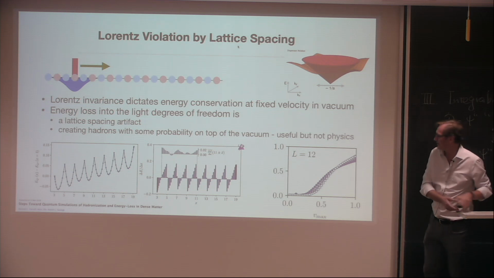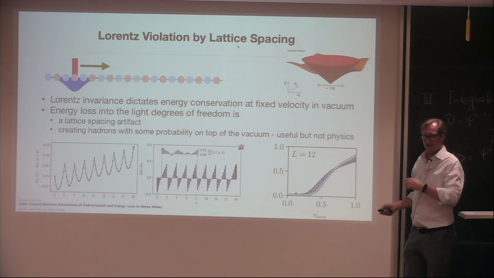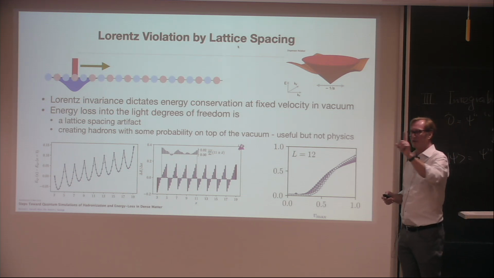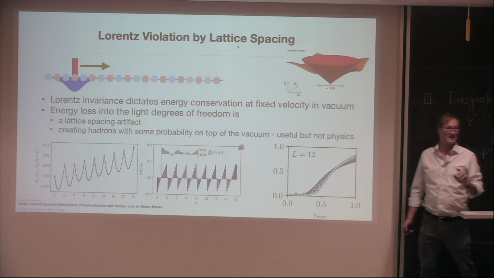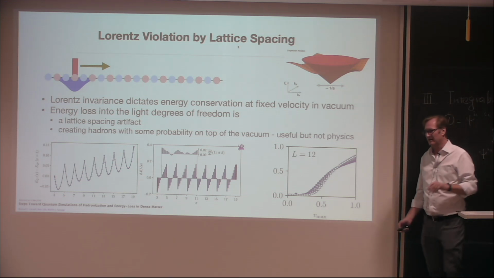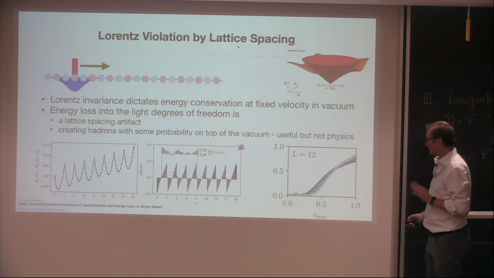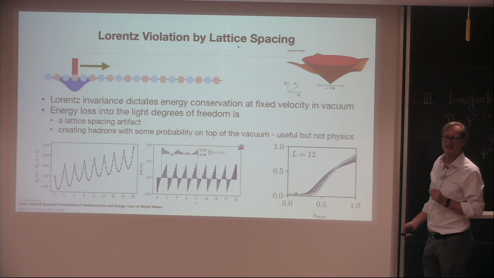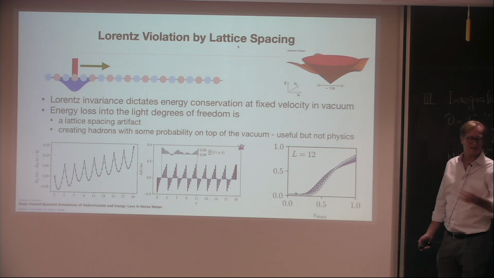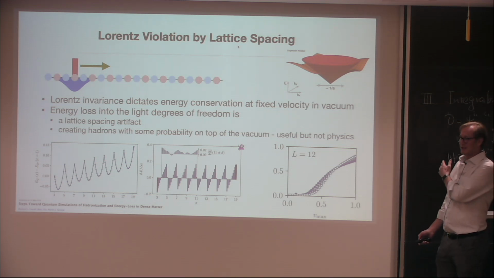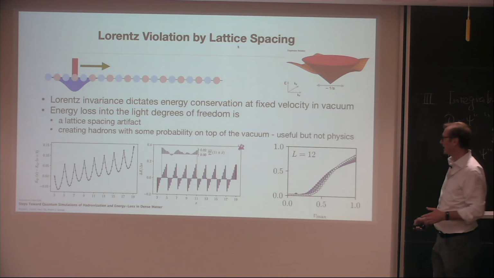Okay, so what happened? Well, in the region where it's moving at constant velocity, Lorentz invariance in the continuum tells you nothing's going to happen. But in fact, on a lattice you have broken Lorentz symmetry, and you lose energy. You lose energy into the light degrees of freedom, so you start producing hadrons. And worse than that, you start really destroying the entanglement in the vacuum state.